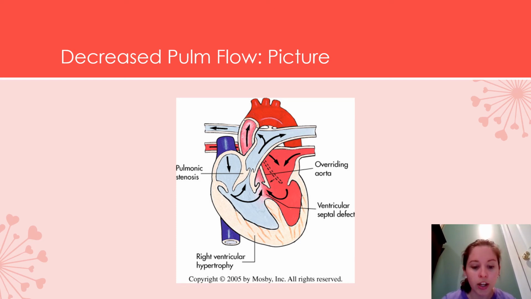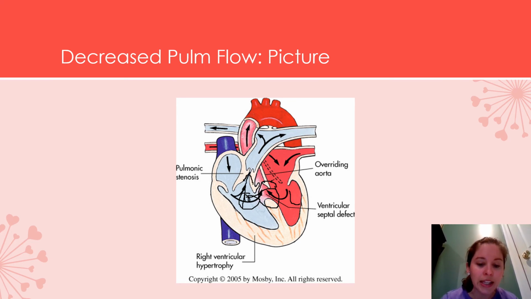So first, we already know we have our ventricular septal defect. We already know what that means. That means blood is moving from the left ventricle into the right ventricle, which is great because we want that blood to try to get to our lungs. But remember, we're in the decreased pulmonary blood flow section, so that means there's something not allowing all this blood that's getting to the right ventricle to go up into the lungs.